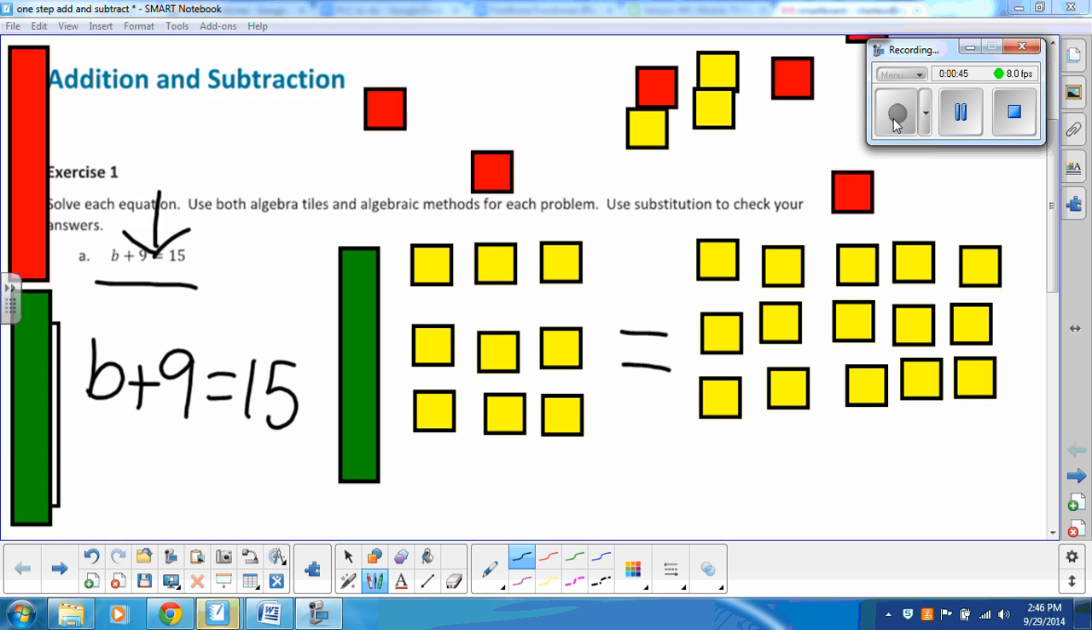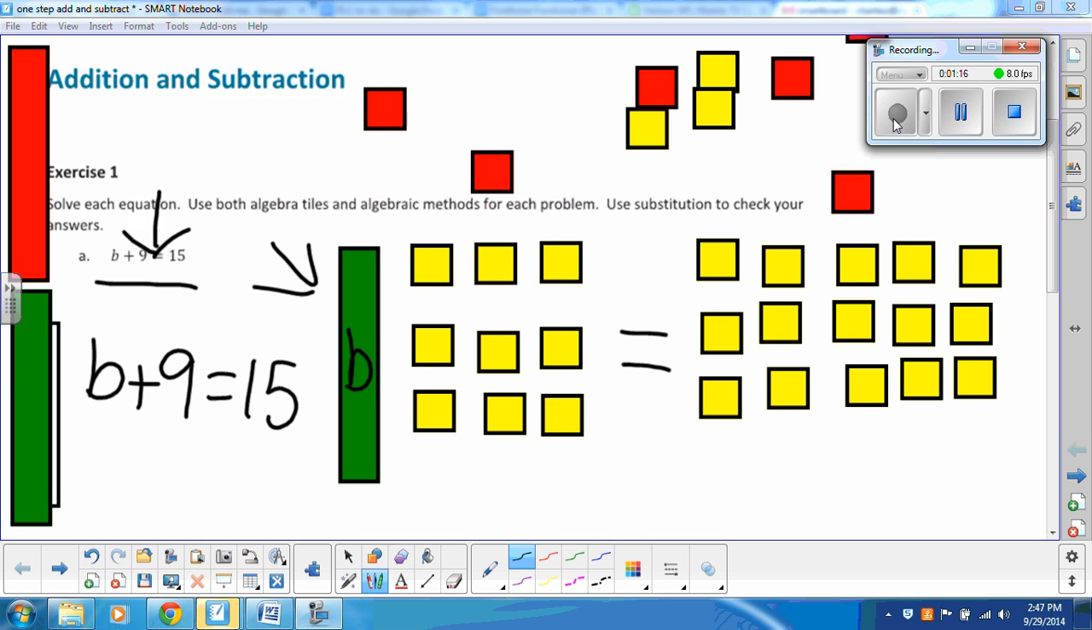These green long squares represent the variable, so this is a positive b. The little yellow squares represent positive 1, so we have 9. b plus 9 equals 15. So our goal here is to balance the equation. We have to look at what's attached to the positive b. We're trying to isolate the variable, get this b, this green stick, by itself.